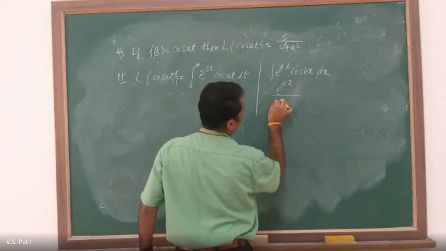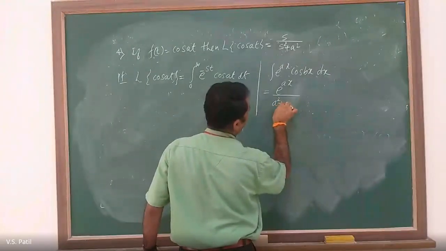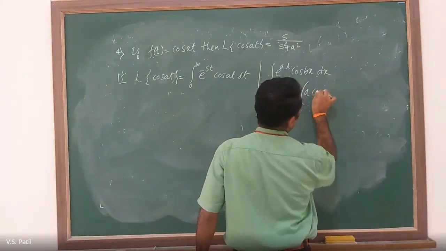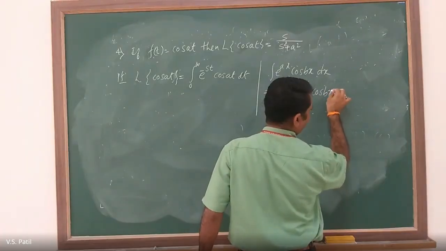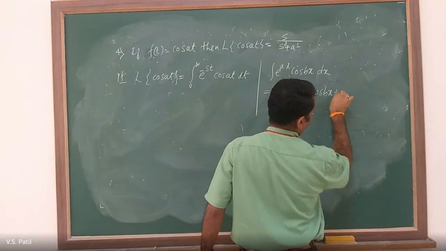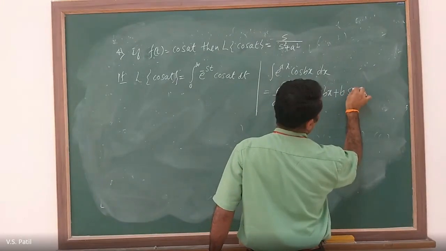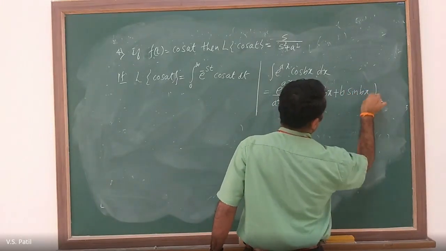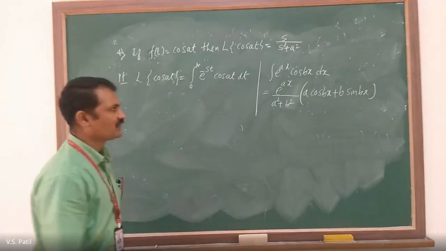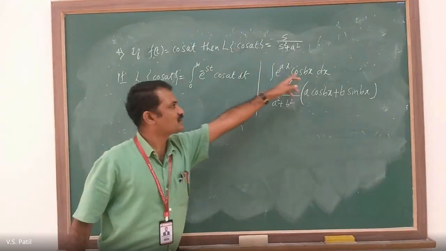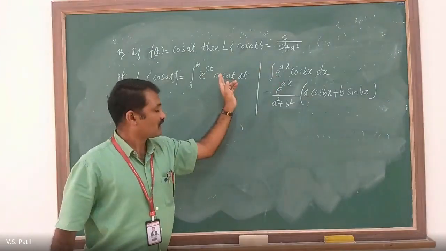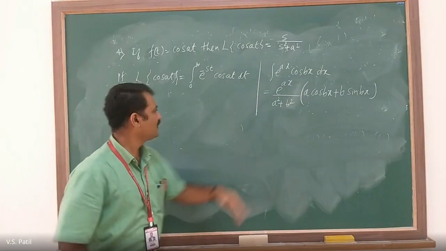e to the power x divided by a square plus b square, into a sin bx plus b cos bx. So, in place of a you have minuses, in place of b you have pluses. So directly we simplify.